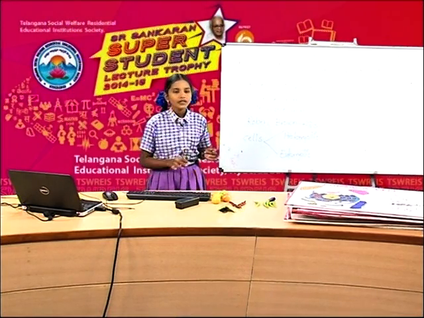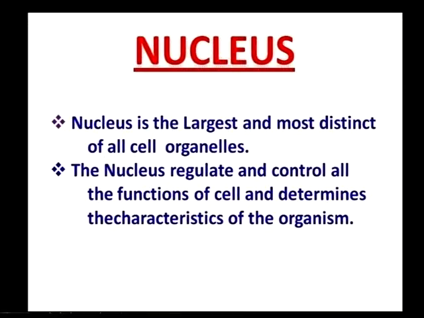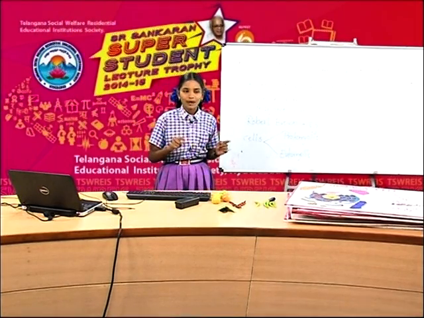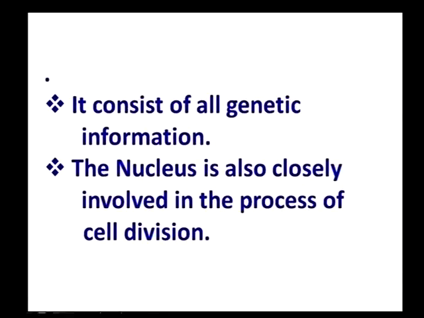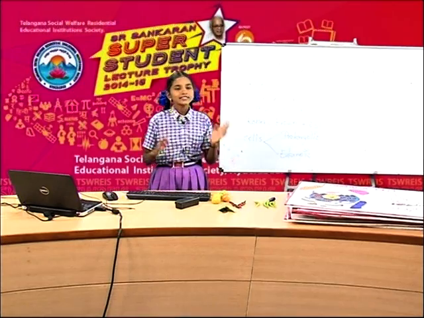Next, nucleus. This nucleus is the largest organelle of the cell and it consists of genetic information. Friends, nucleus is covered by a membrane. Do you know what is that membrane? Yes, you are right. That membrane is nuclear membrane. Next, nucleus is also closely involved in the process of cell division. Nucleus is also called as cell's control room.